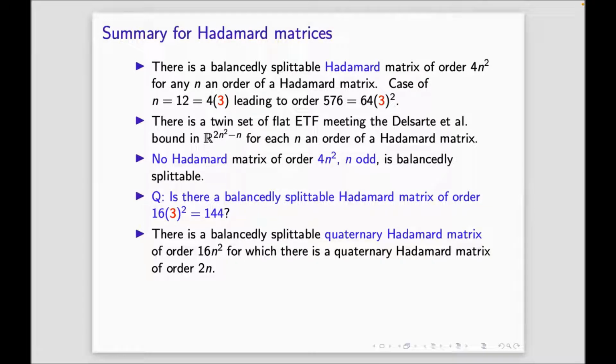The first question is, of course, as you can see, for the order 64 of this R3, we know that it exists, but not really order 16 times 3 squared, namely 144. So we really don't know if there is a balancedly splittable Hadamard matrix of order 144. This is one open question.